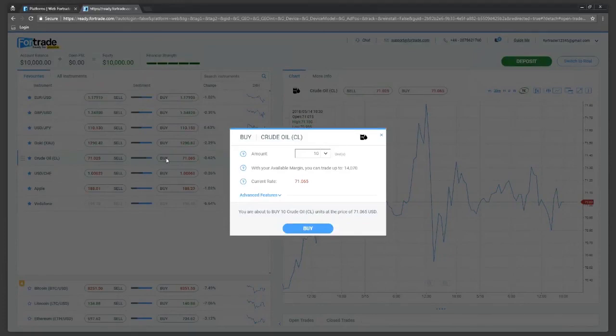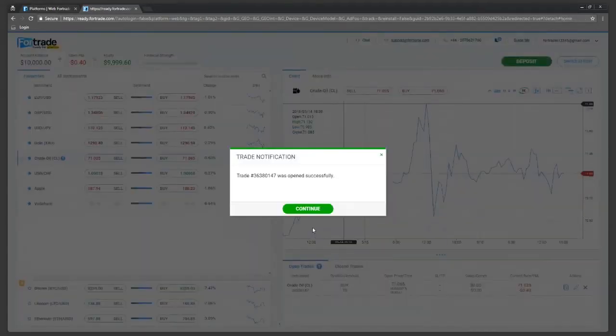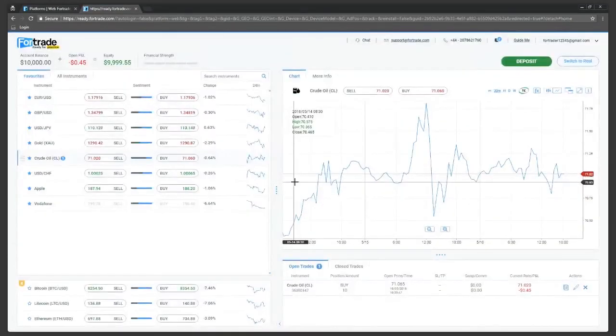Now you can see the screen asking how much I want to trade. Since I'm using a free account, I have a choice between 10, 50, 100, 500, and so on. But as you can see here, with my available margin, I can trade up to 14,000. I think I'm just going to trade 10 units. I'll start small. And then I click on buy. As you can see, it says that the trade was opened successfully. Then that's how easy it is.